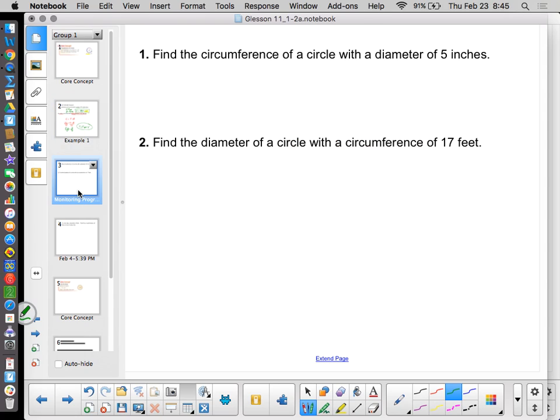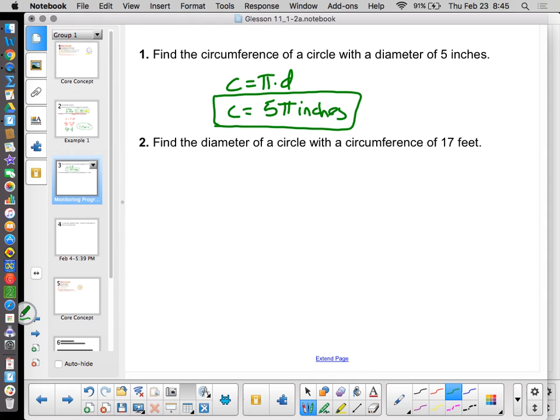Let's try a little more. Diameter is 5 inches. Here, they give you a nice whole number diameter. It would make sense to leave my answer in terms of pi. And circumference is just pi times diameter, so that would be 5 pi. Circumference equals 5 pi inches. Our answer is given in full context, circumference, inches.